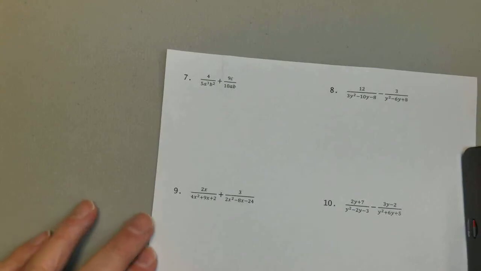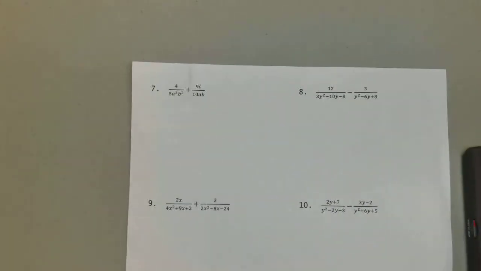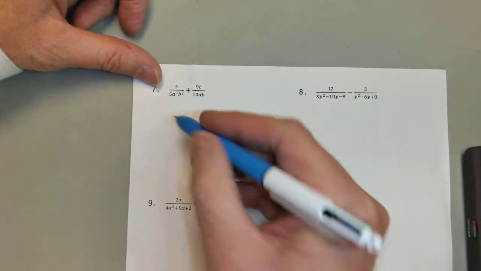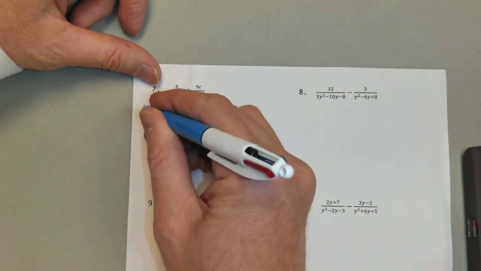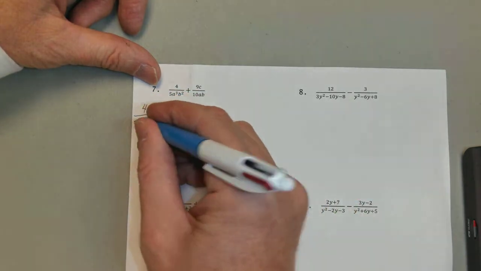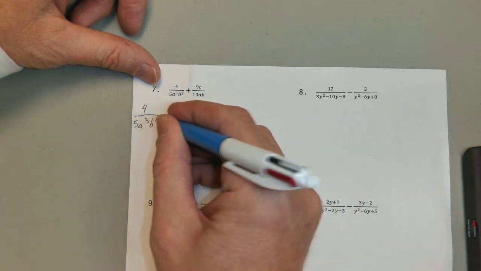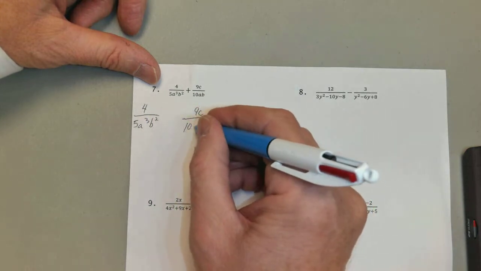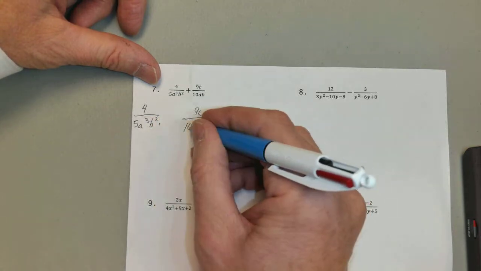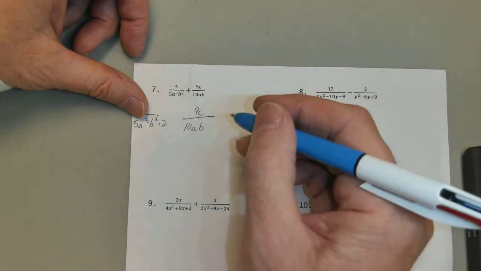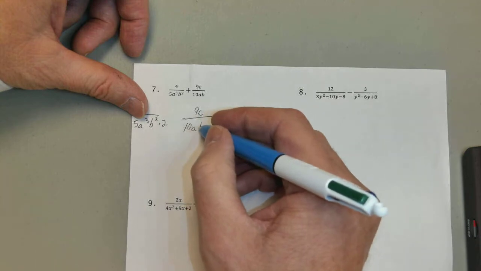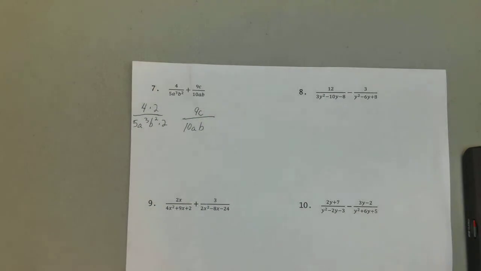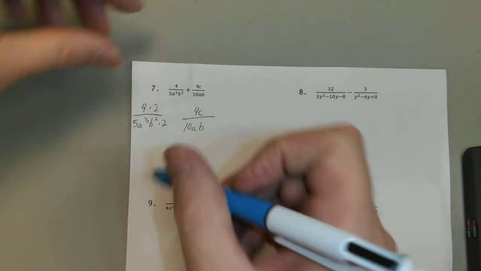Now number 7. Okay. I'm going to just write it a little bigger here. 5a cubed b squared, 9c over 10ab. This has 10. This has 5. We need 2 there. This has enough a's and b's. I need to put the 2 up here. I'll put it down there. You can get fancy here.